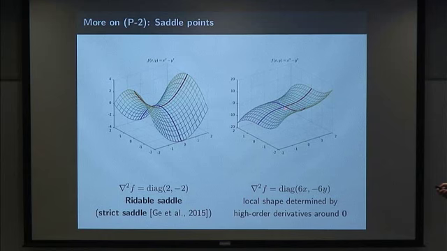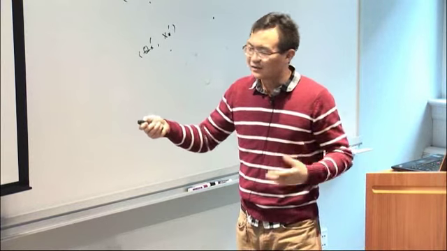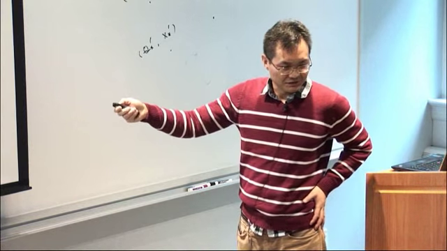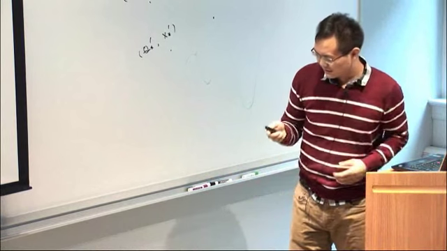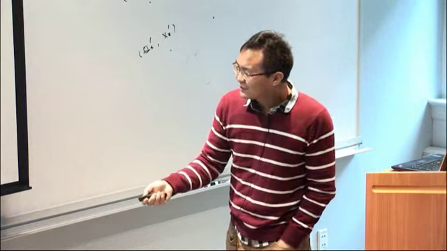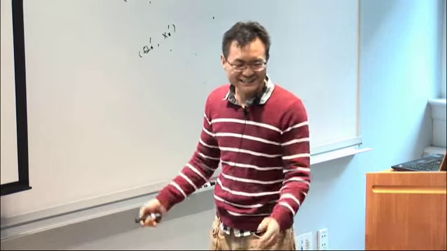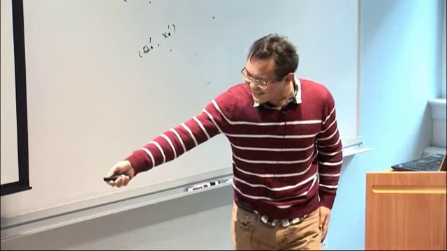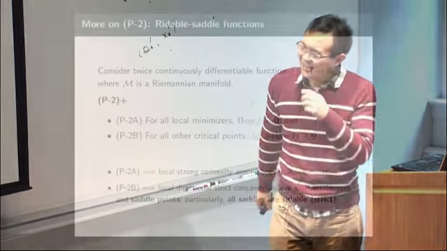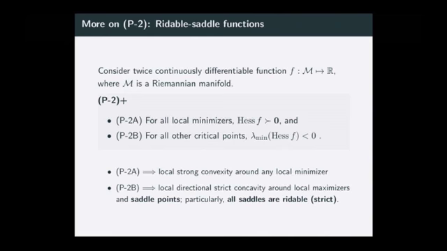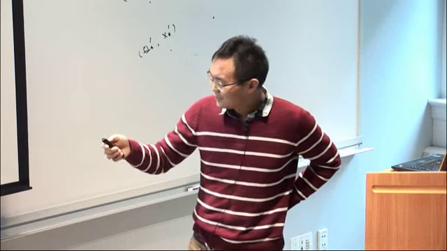This one arises because the first order and the second order derivatives all vanish. The shape is determined by the third order derivative. So this function is actually x cubed minus y cubed. We will make some name for this kind of nice saddle. We'll call it writable saddle, in the sense that you can actually write on that. And other people prefer strict saddle, but anyway, for the purpose of doing optimization, I would like to augment P2 a little bit.